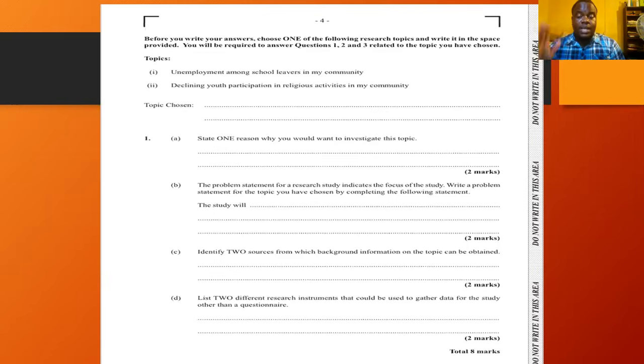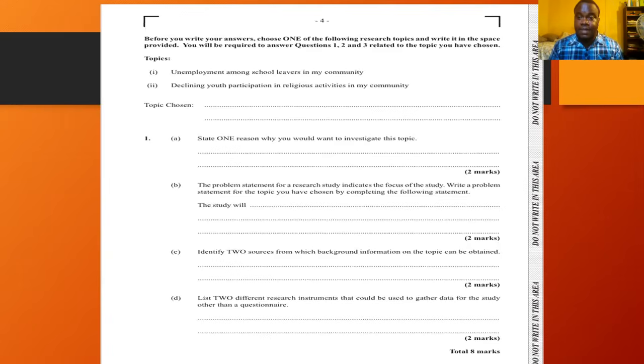Good? Remember, we're looking at unemployment among the youth in our community. Always remember what the focus of your study is so that you can be guided. So whatever you say will make sense and relate to your overall topic, right? So my problem statement would be, the study will seek to find out the causes, effects, and possible solutions to the issue of unemployment among the youth in my community, right?